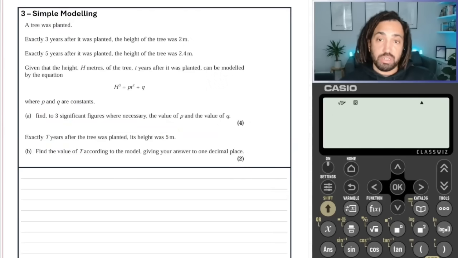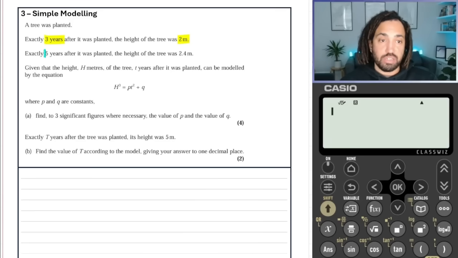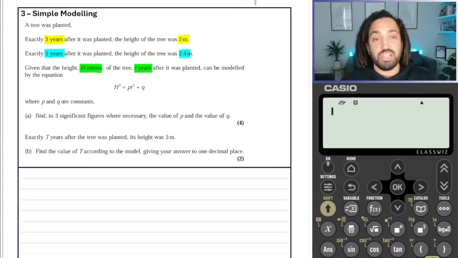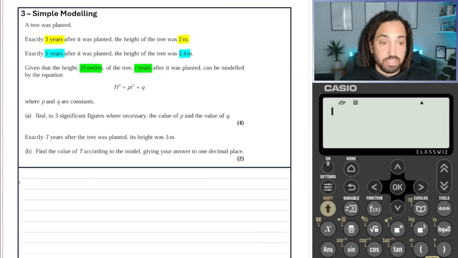I've got some simple modelling going on here, and it says that after exactly 3 years the tree was 2 meters, and after 5 years it was 2.4 meters. And now, really important for any modelling question, always check the units, don't gloss over that information. Meters is the same as what we've been given, great, and years is the same as what we've been given, so it's absolutely fine in this instance.